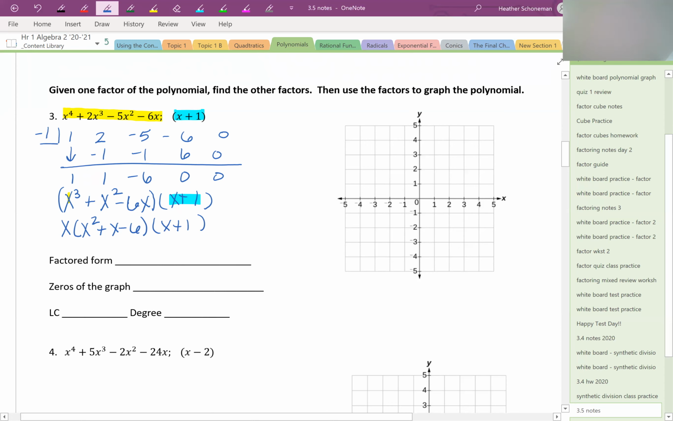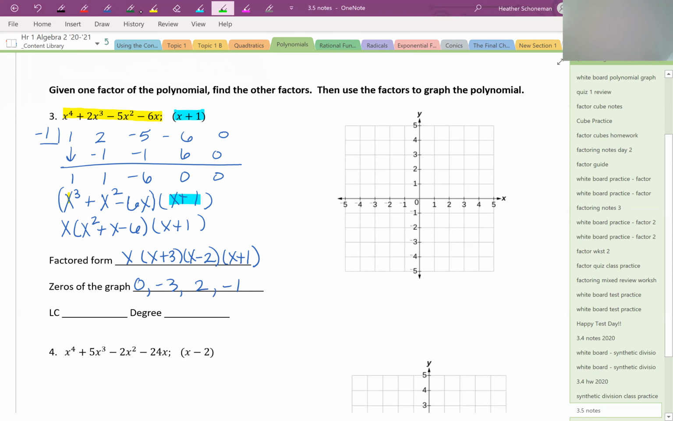You'll make mistakes. So the two numbers that multiply to negative 6 and add to 1 would be 3 and negative 2. So I have my x, then this factors to x plus 3, x minus 2, and then I have the x plus 1. So now I know my zeros are 0, negative 3, 2, and negative 1. I can only have a 0 of 0 when I have a single variable. If I have a binomial, it's going to be something else.